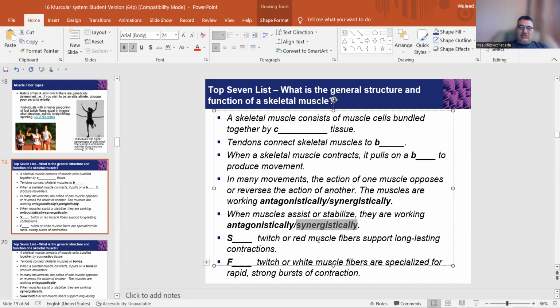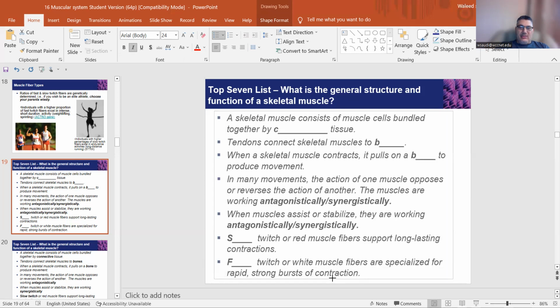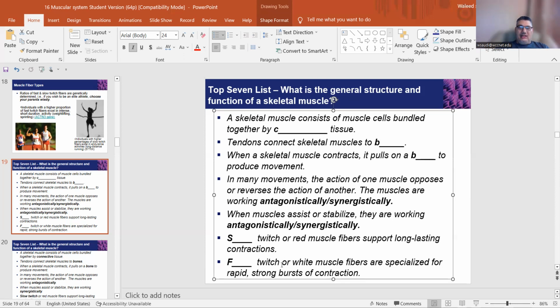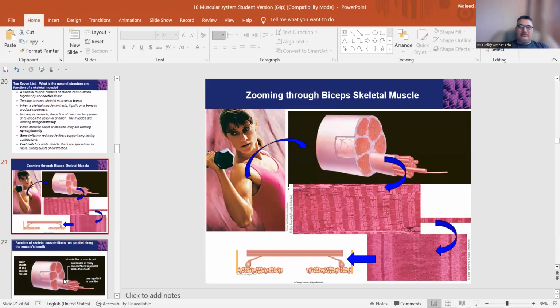Which fibers are red and long lasting? Obviously slow fibers, because they are slow to contract and slow to fatigue, so they can sustain. And they are red because of capillaries and myoglobin. Which ones are white in color, meaning they have less myoglobin and capillaries, and give you a strong, rapid burst of contraction? Fast fibers.